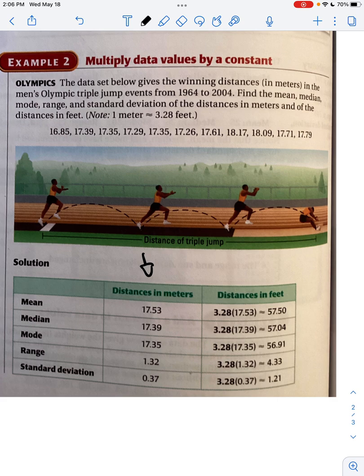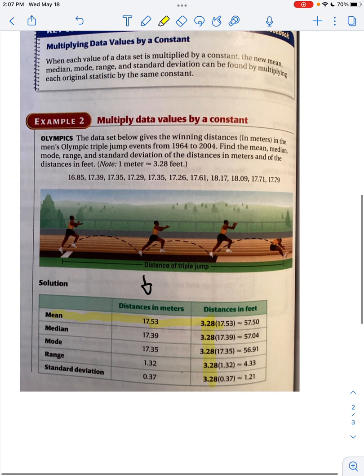And then, to get our answer in feet, we multiply everything by 3.28. We calculated our mean and then multiplied it and got a new answer. The difference with multiplying by a constant is that it affects all parts of the data, rather than when we just added, where we did not change our range and our standard deviation.